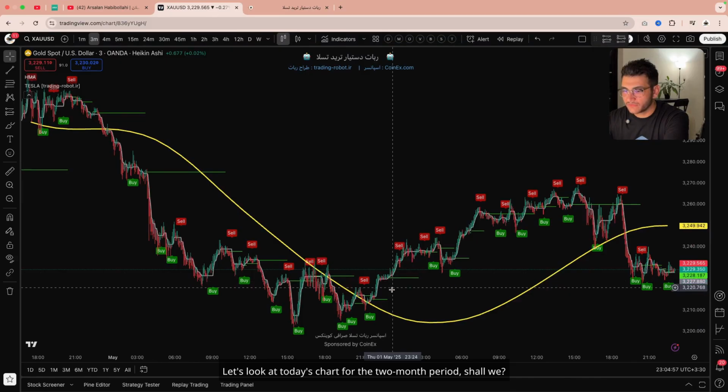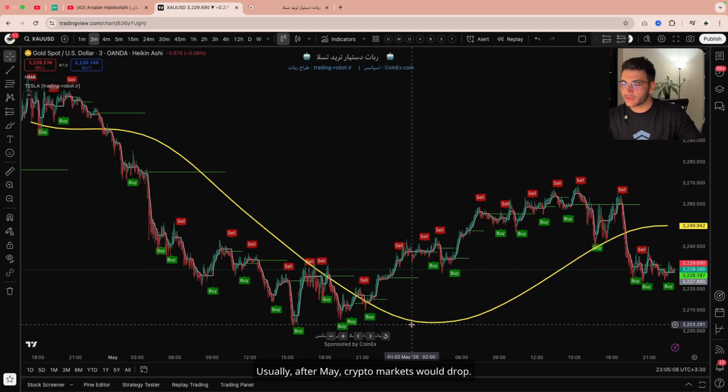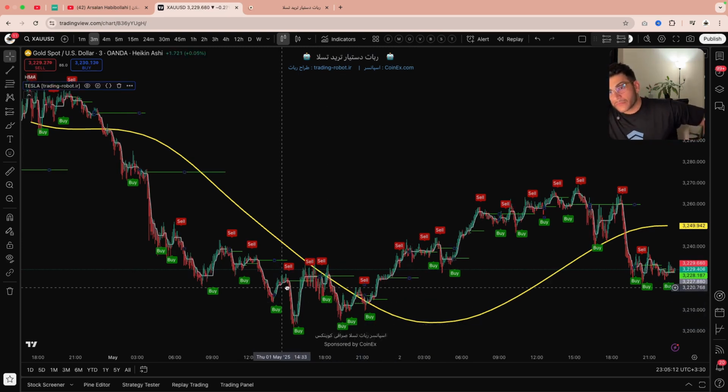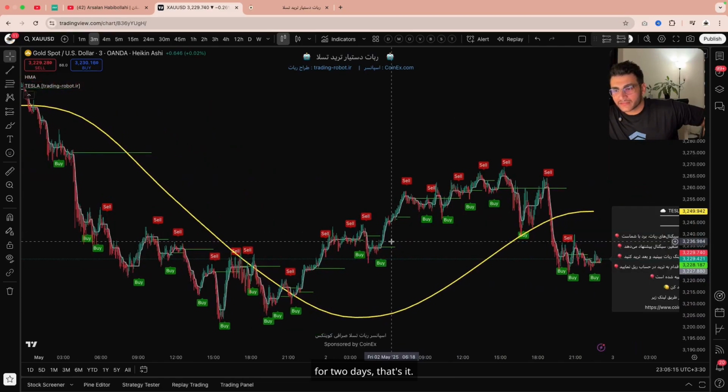Let's look at today's chart for the 2-month period, shall we? Yes, 2 months. There's a saying in crypto that goes like this: sell in May and walk away, meaning sell in May and get out. Usually after May, crypto markets would drop. That's how it used to be back in the day. So we look at May and say, if you had just stayed home for 2 days, that's it.